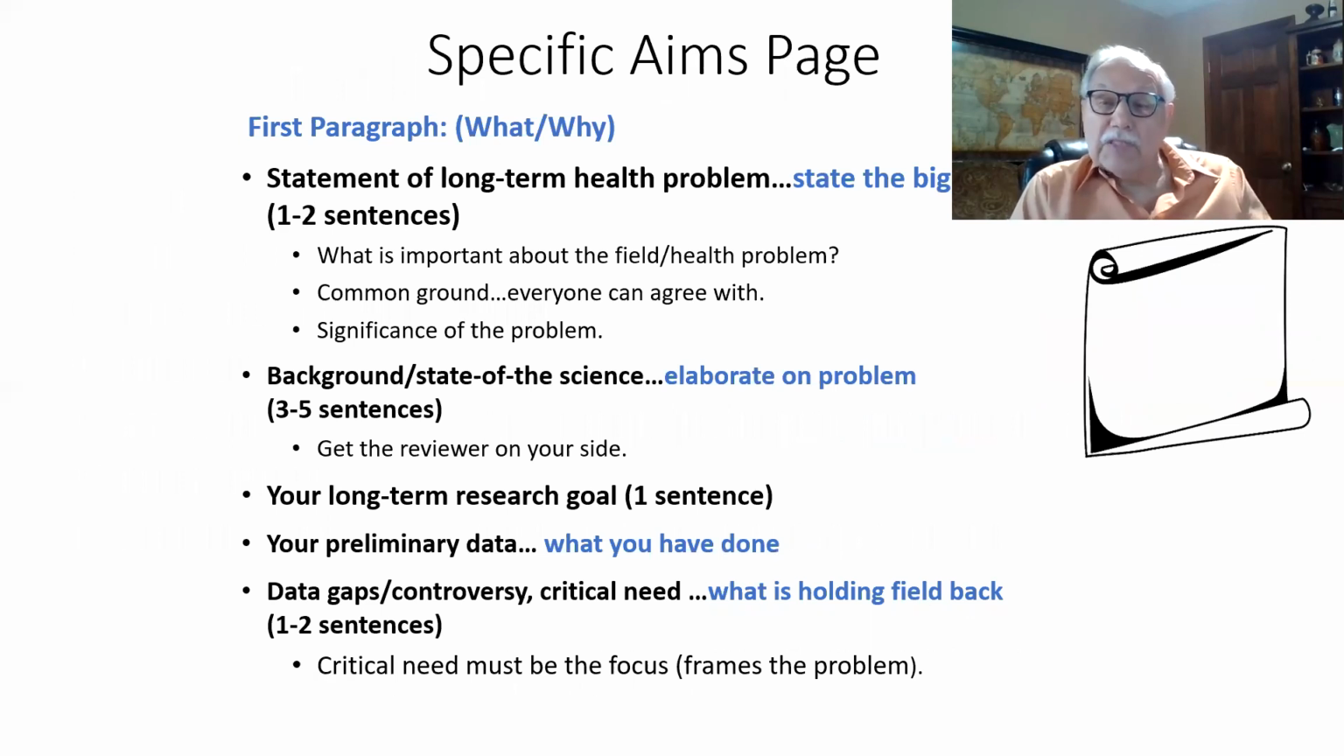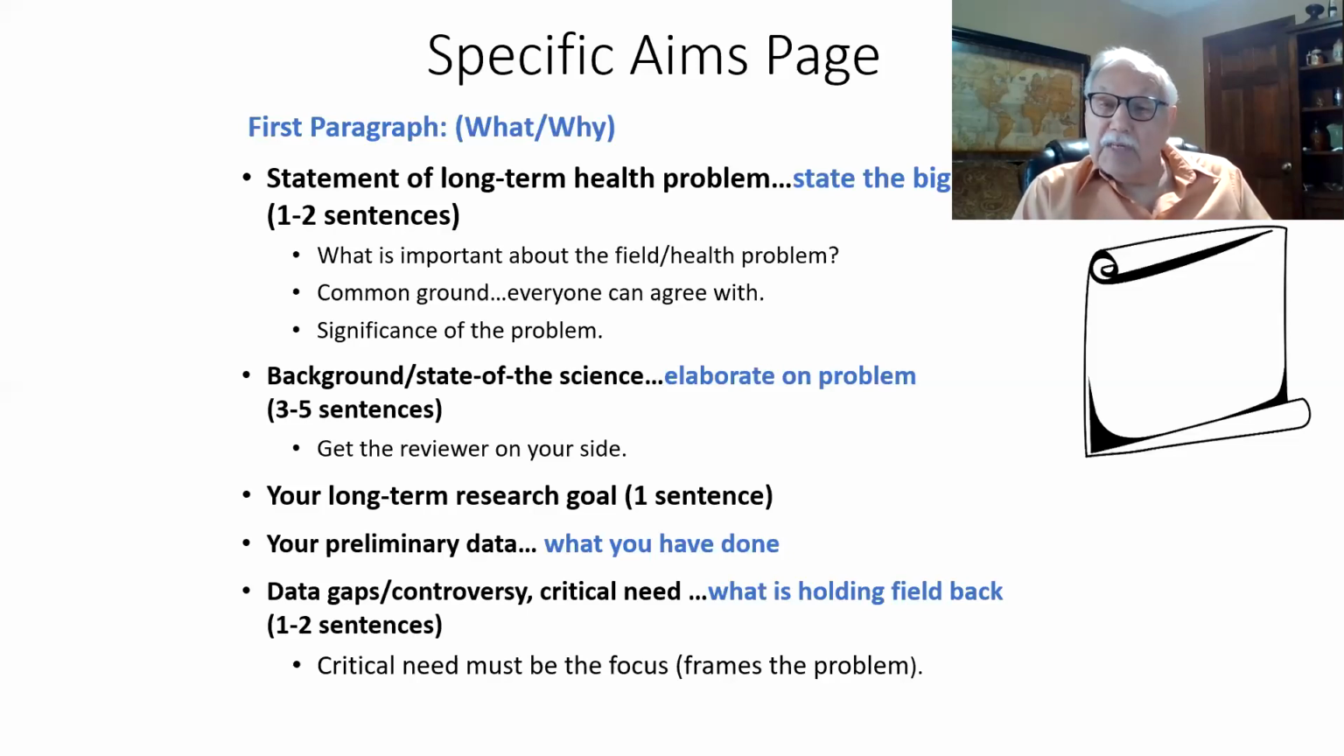So here's my thoughts on how to write a specific aims page. I'm going to set it up into 4 paragraphs. These aren't real paragraphs that you're going to write, but it helps you put the topics into 4 paragraphs for your thinking. So the first paragraph is the what you're doing and why you're doing it. And it starts out with a 1 or 2 sentence of the big picture. What's important about some field that you want to study, or some health problem, something that everybody agrees this is important. That helps develop common ground.